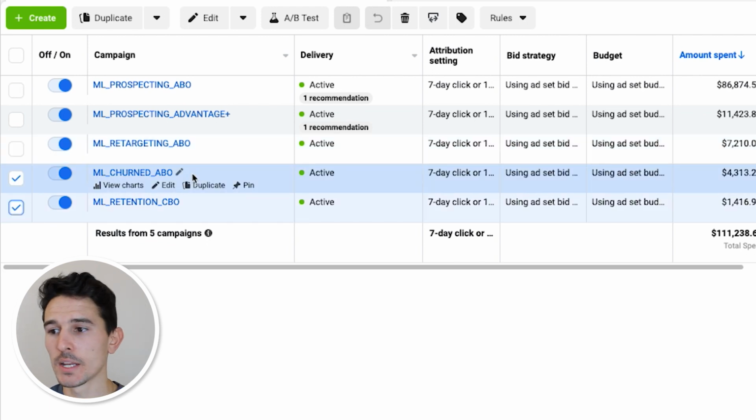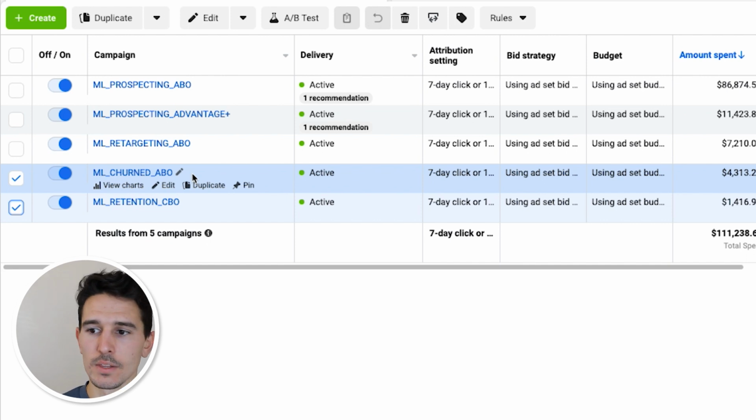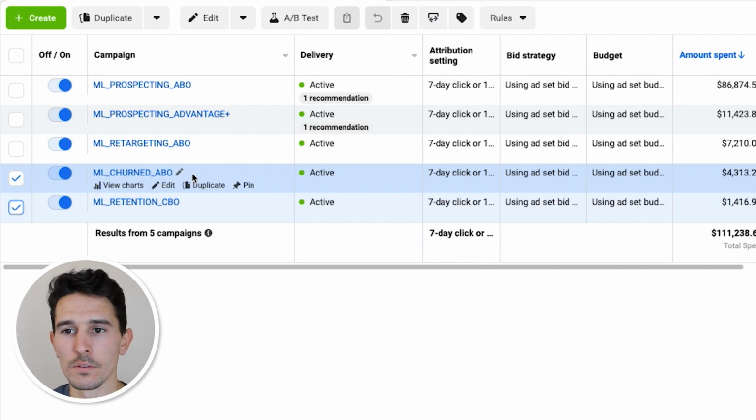Our churned campaign is anyone who was an active subscriber to this business or repeated purchases multiple times. They are their own cohort, and we're targeting them with very specific creative. We're uniquely tailoring our messaging there. And then the final campaign that we have is our retention campaign. This is very simply anyone who has purchased from us in the past. We just want to retarget them lightly over the course of the campaign.